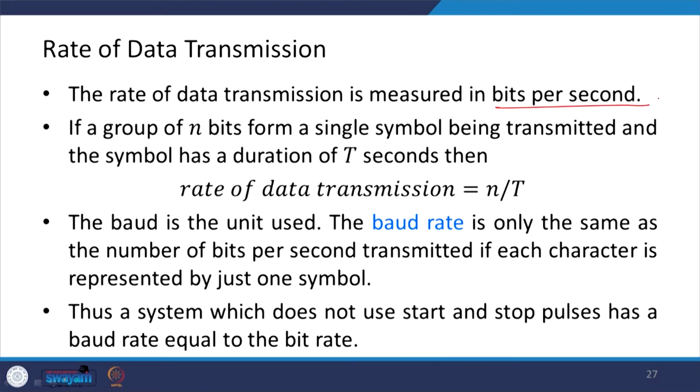The rate of data transmission is measured in bits per second. If a group of n bits forms a single symbol being transmitted and the symbol has a duration of t seconds, then the rate of data transmission is basically n by t, and the baud rate is the unit used. The baud rate is only the same as the number of bits per second transmitted if each character is represented by just one symbol. Thus, a system which does not use start and stop pulses has a baud rate equal to the bit rate.